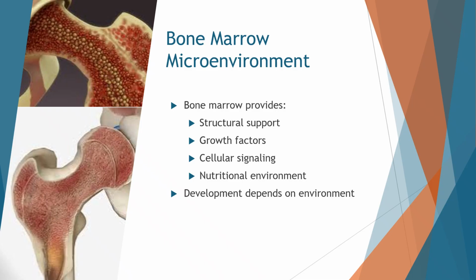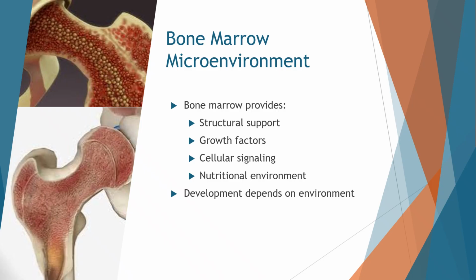They aren't floating randomly, so location influences development. And there's growth factors. Chemical signals tell cells divide, mature, pause, or undergo apoptosis. Without these signals, development fails. Then cellular signaling. Neighboring cells constantly communicate. Development depends on interaction, not isolation. A nutritional environment. Oxygen levels, nutrients, and vascular proximity all influence differentiation. Even slight changes can shift production patterns.